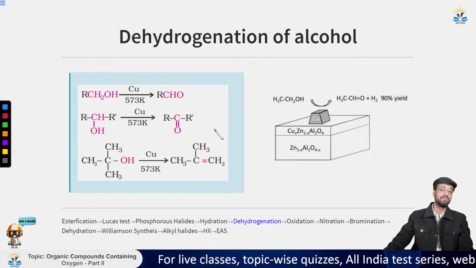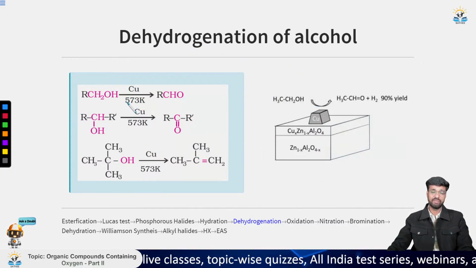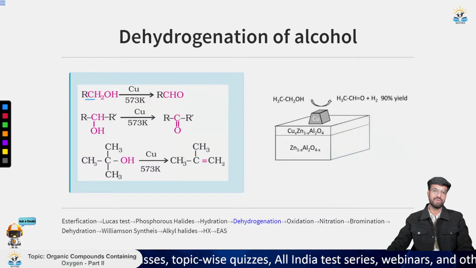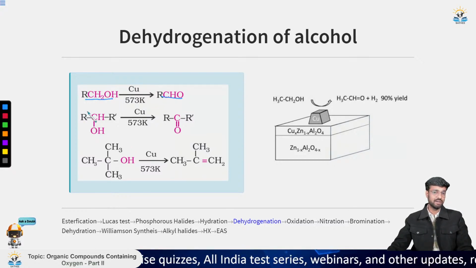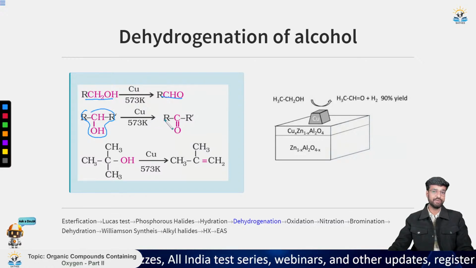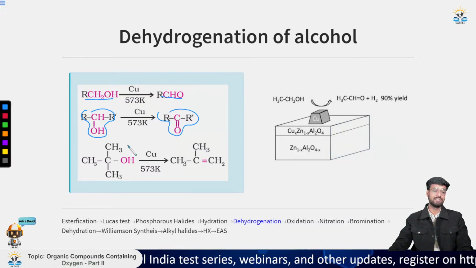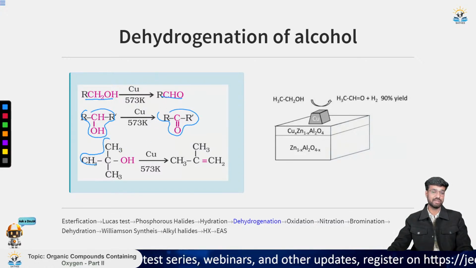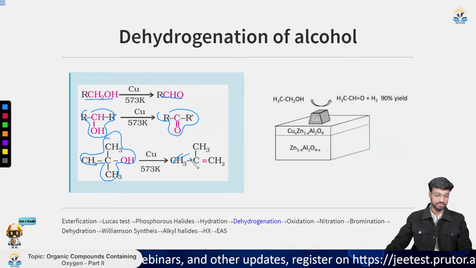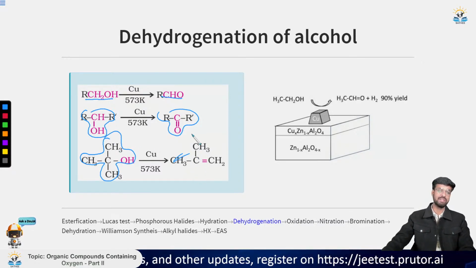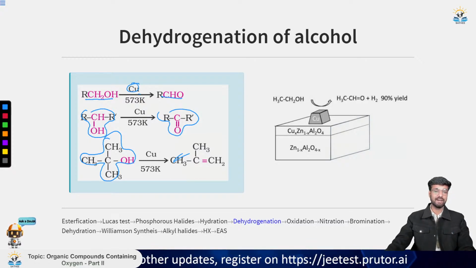Now each of these will give a different product. The primary alcohol will give you aldehyde. The secondary alcohol will give you the ketone, and the tertiary alcohol, which cannot form an aldehyde or ketone, will give you the alkene. This is a very important reaction, and it takes place in the presence of copper and at high temperature.